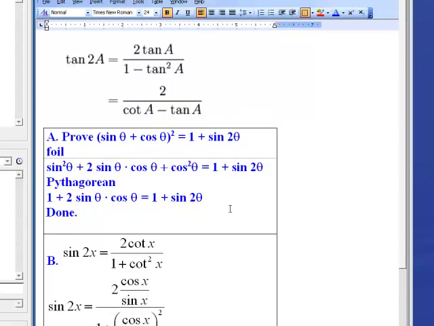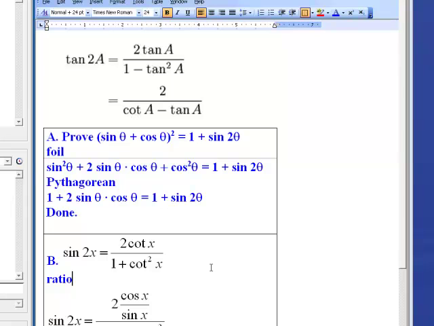Okay, let's see what happens next. I just have too many fractions floating around, so we'll multiply all terms with sine x. That will work. What I did here in between is, of course, the ratio identity.